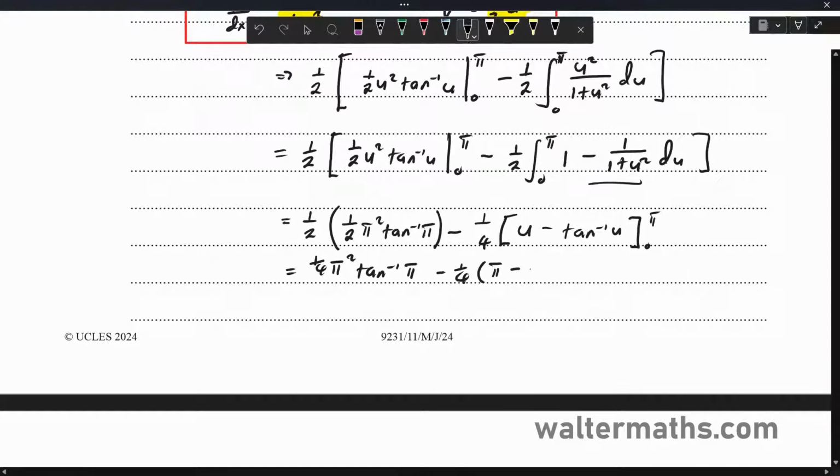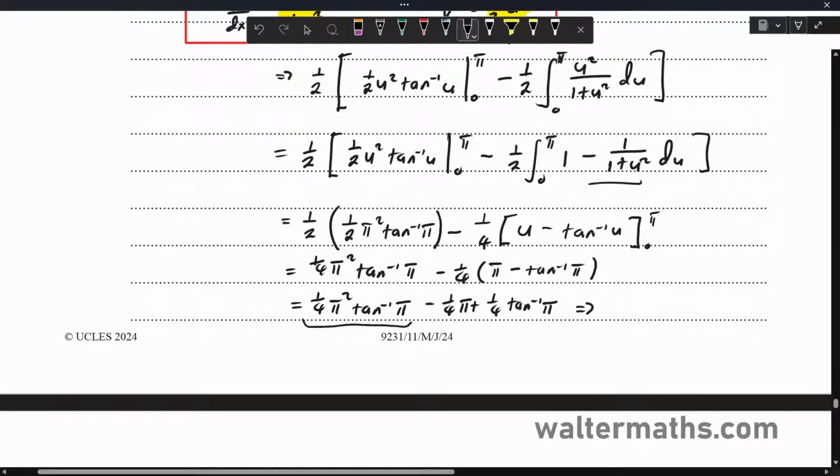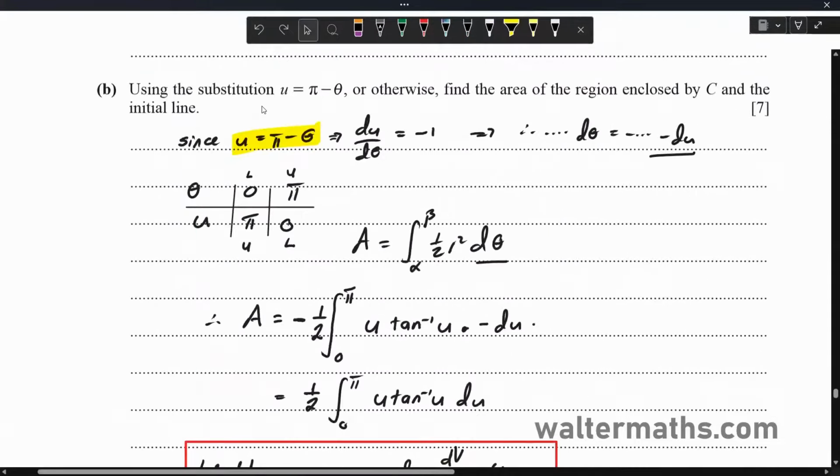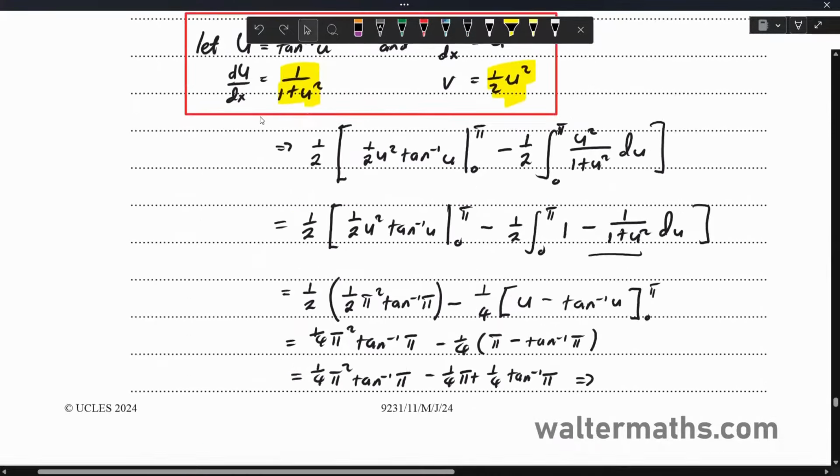minus arctan pi. So we have a quarter pi squared arctan pi minus a quarter pi plus a quarter arctan pi. These two, we can factor out arctan pi, or a quarter of arctan pi. Or maybe we can just type this whole thing into the calculator to get our answer. Because do they say it has to be exact? Do they? No. Okay, let's just type this in.